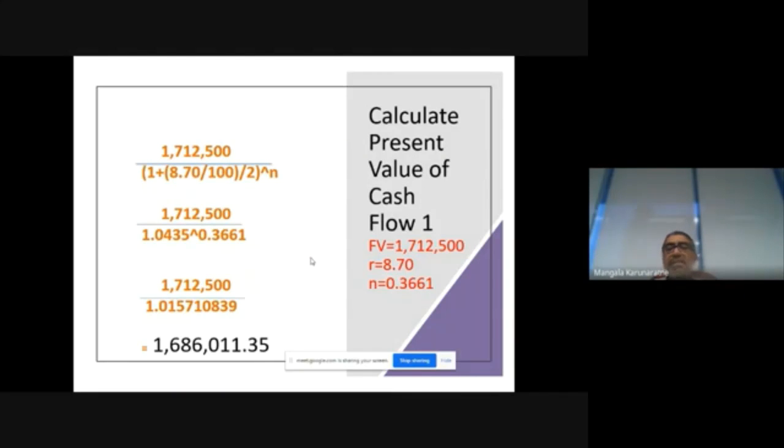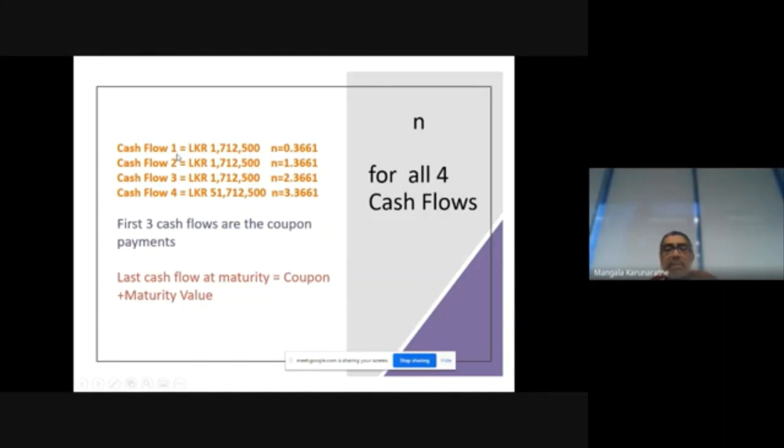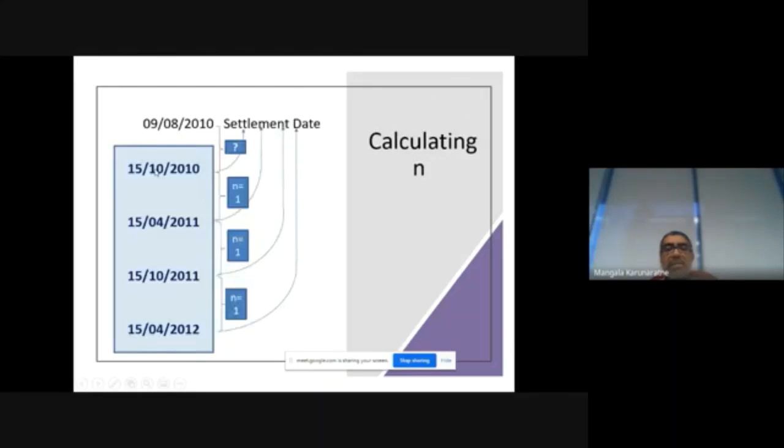So this is the first cash flow, right? Calculate the present value of cash flow 1. Actually, I haven't put the date here. The first future cash flow date is 15/10/2010, right? This is the cash flow of 15/10/2010. First one, right? Cash flow 1 is this one, 15/10/2010.